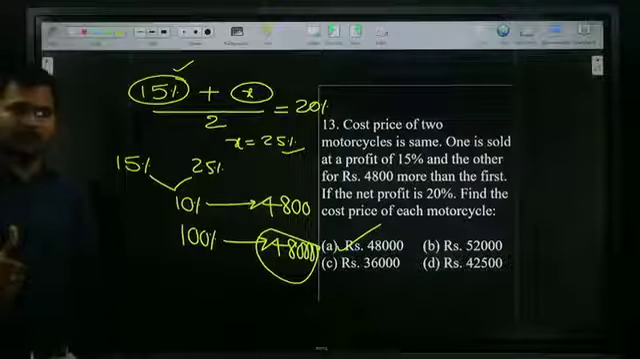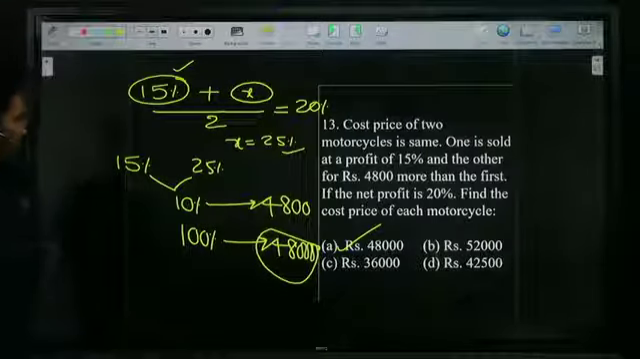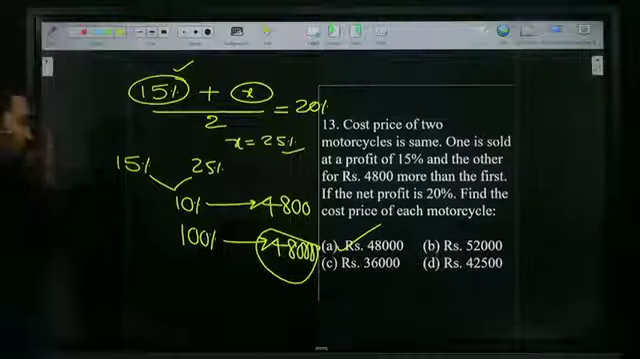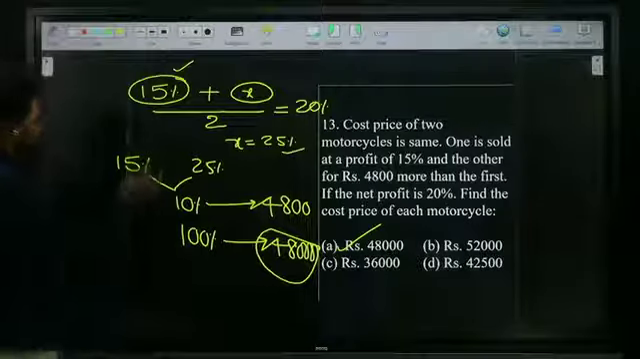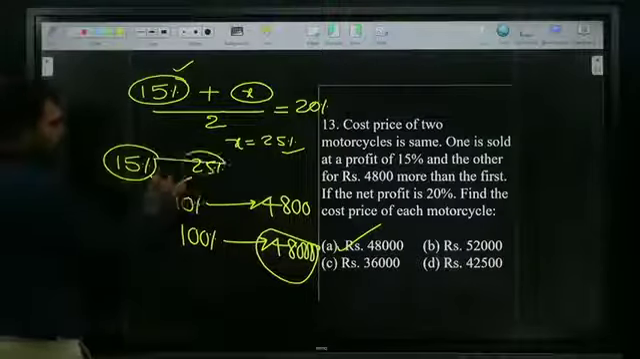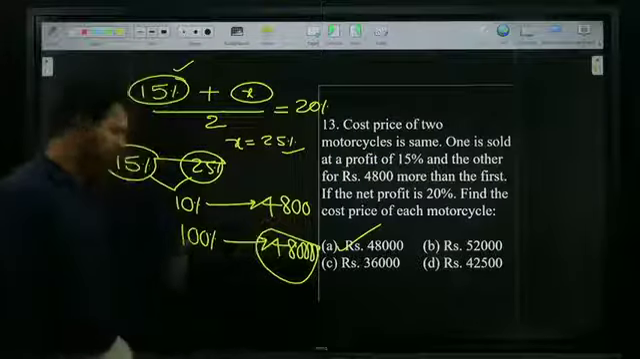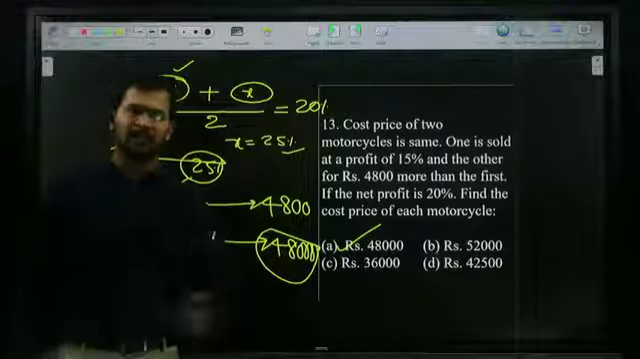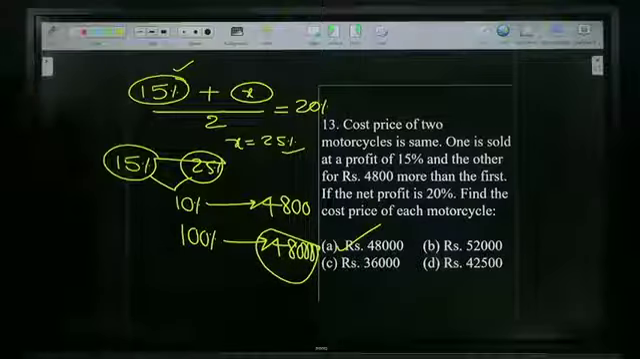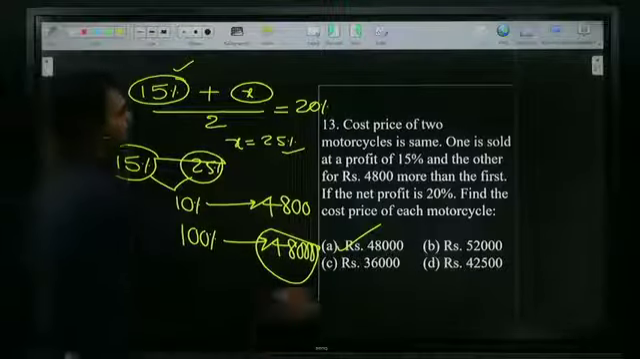All of you okay, Amma? So option A is the right answer, Andy. This is a very simple question. The difference between 15% and 25% is 10%, Amma. 10% is 4,800, then 100% is 48,000. All of you clear, Andy? Okay. Shall I go for the next question, Andy? So see the next question, Amma.